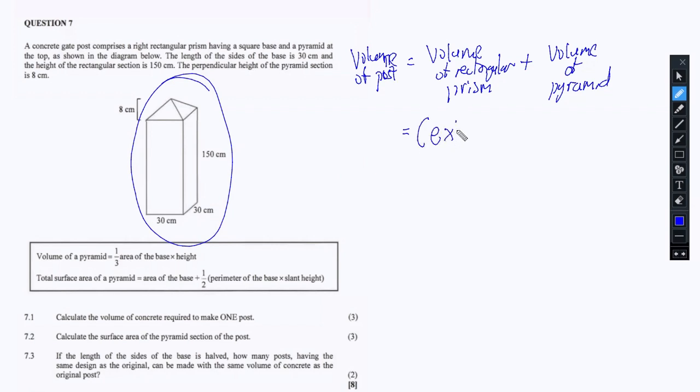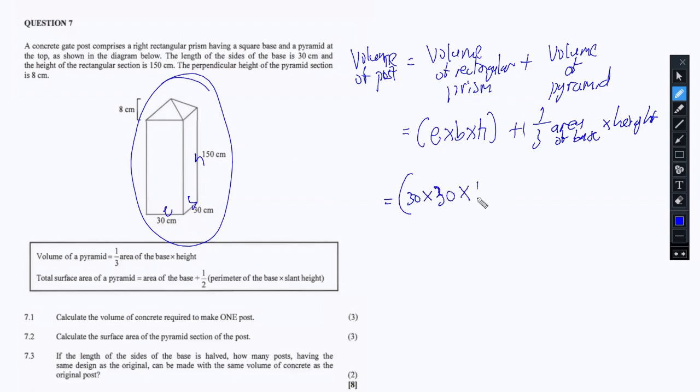So this is length times breadth times height, and then plus the volume of the pyramid. We are told that it is 1/3 of the area of base times the height, right? So this will be what? Length times breadth times height. Our length is 30. So length, base, height: 30 times 30 times the height is 150.